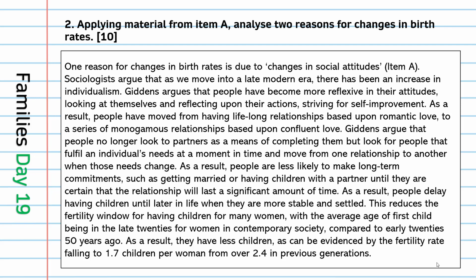I'm starting to mention how people delay having children, and therefore this leads to a lower birth rate. This reduces the fertility window for having children for many women, with the average age of first child being the late 20s for women in contemporary society compared to early 20s 50 years ago. As a result, they have fewer children, as can be evidenced by the fertility rate falling to 1.7 children per woman from over 2.4 in previous generations.